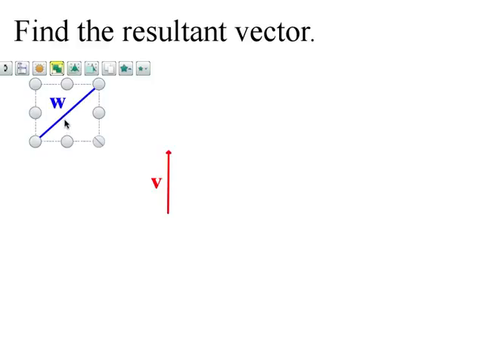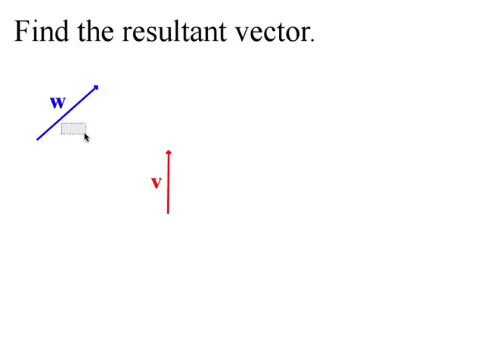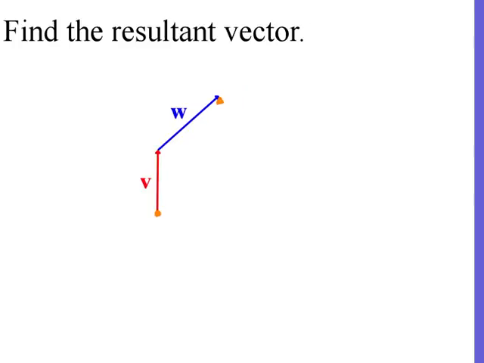I'm going to take vector w. Just a second. There we go. I'm going to take vector w and I'm going to place it just like this. Now the resultant vector is going to start here and it's going to end here. That's what the resultant is.